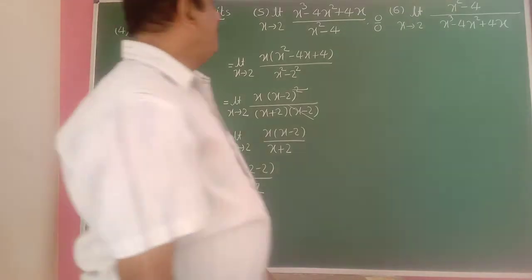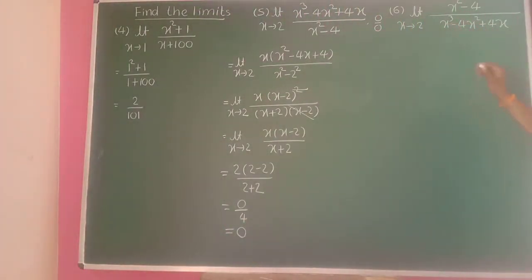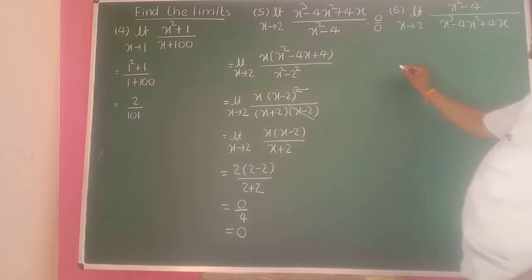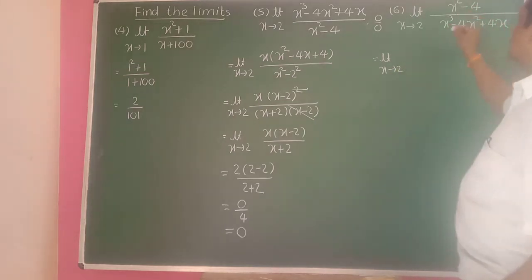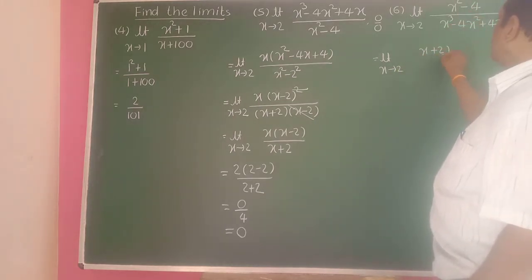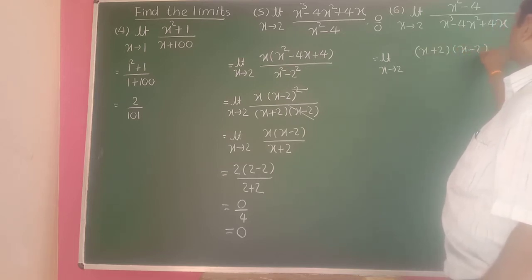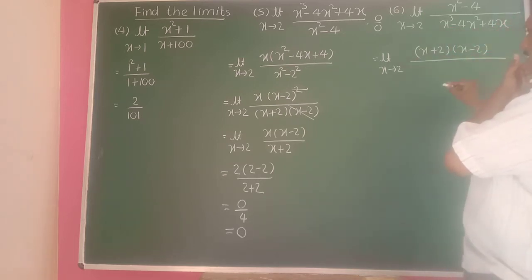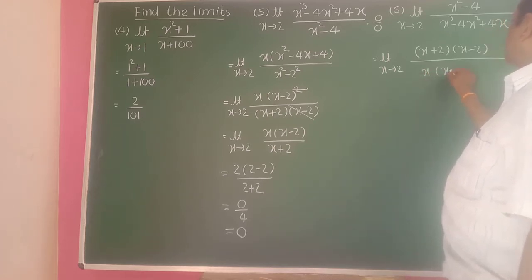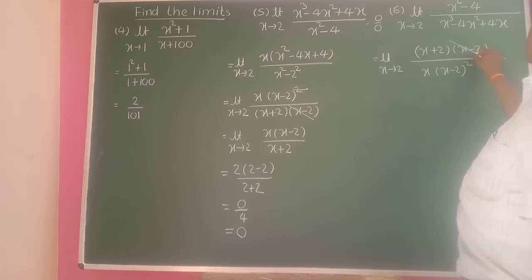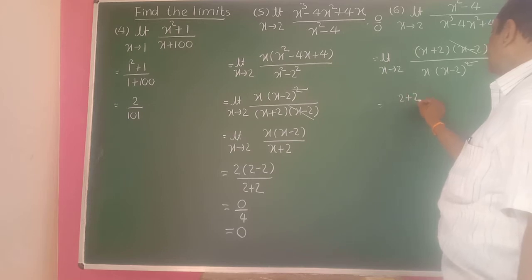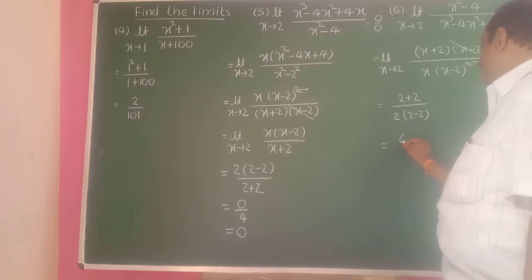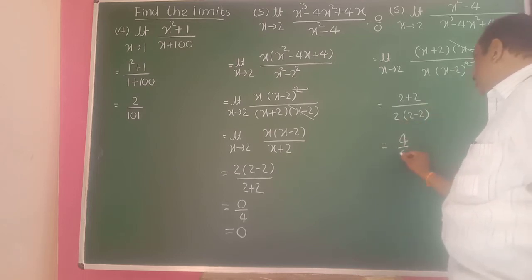In the next example, the same terms are there, but they are reciprocal terms. Therefore, this is equal to the same procedure. Limit of x tending to 2 of x square minus 4, which is x plus 2 into x minus 2, divided by x into x minus 2 whole square. x minus 2 and one x minus 2 cancels here. Directly put x value 2 here. So 2 plus 2 divided by 2 into 2 minus 2. Therefore 4 divided by 2 minus 2 is 0, and 0 into 2 becomes 0.